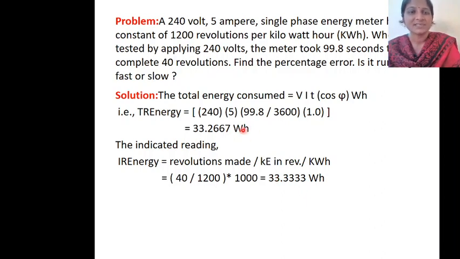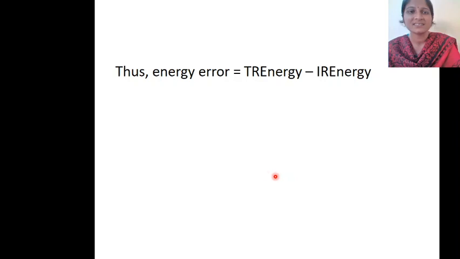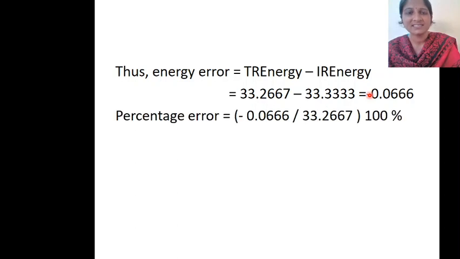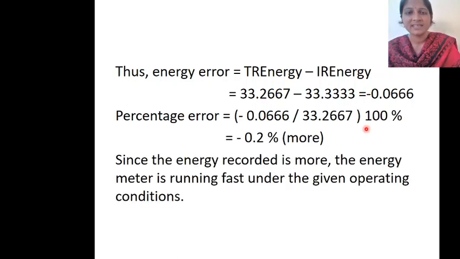So these two are not matching exactly, which means there is an error. The energy error is equal to the indicated reading minus the true reading, that is 0.066. Here the minus sign indicates that the energy recorded is more, which means the meter is running too fast. So this is about the energy meter.